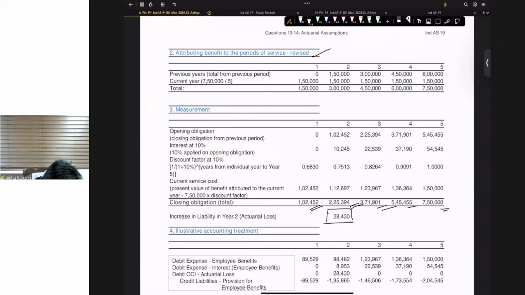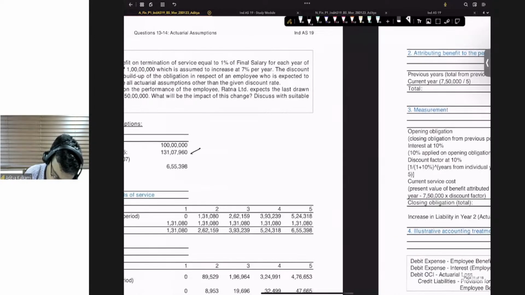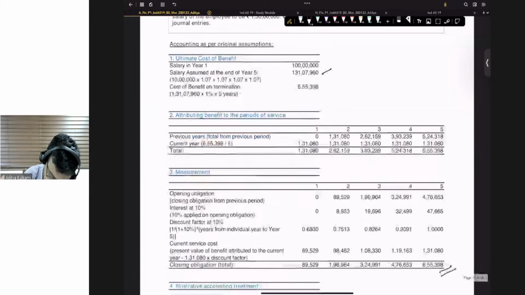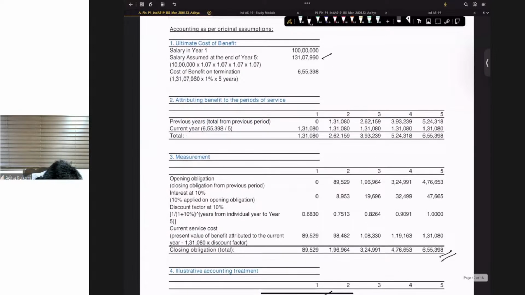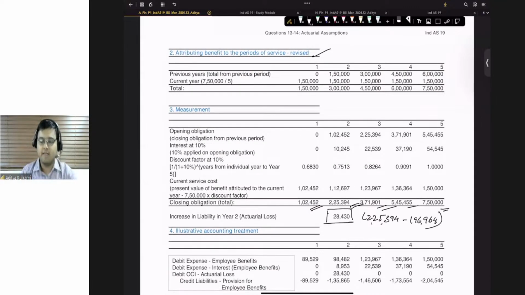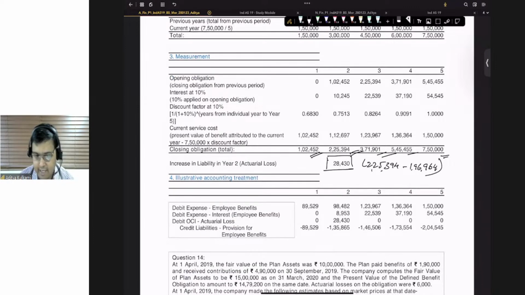So year 2, your new liability is 225,394 versus what was the old liability? 1,96,964 present value. Sorry, 196,954. So this is giving an increase in liability of 28,430. So year 1, obviously I don't know that the estimate will change in year 2.